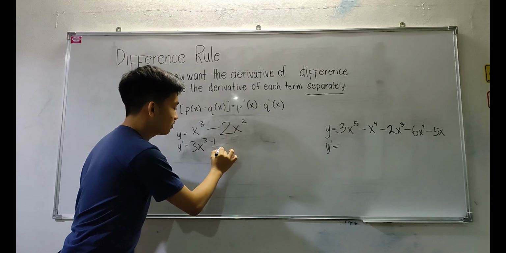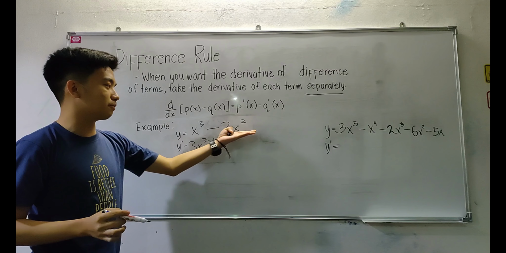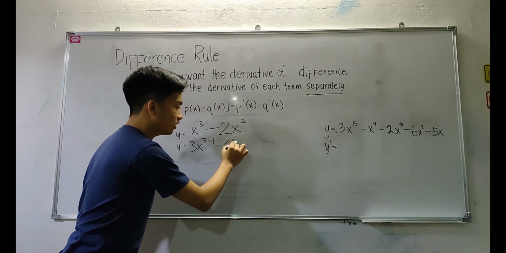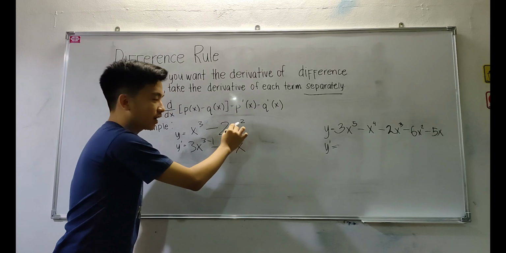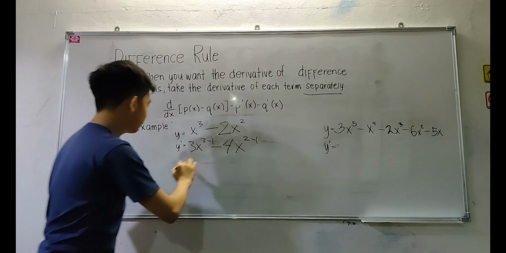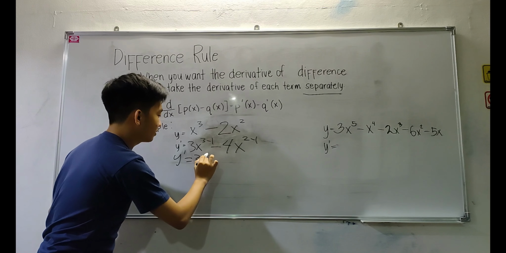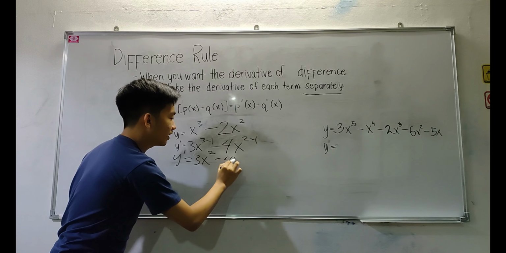Copy the sign minus, then you should multiply the exponent to the coefficient. It will be 2 times 2 is equal to 4. Copy the variable x, then minus 1 again, 2 minus 1. It will be y prime is equal to 3x squared minus 4x.